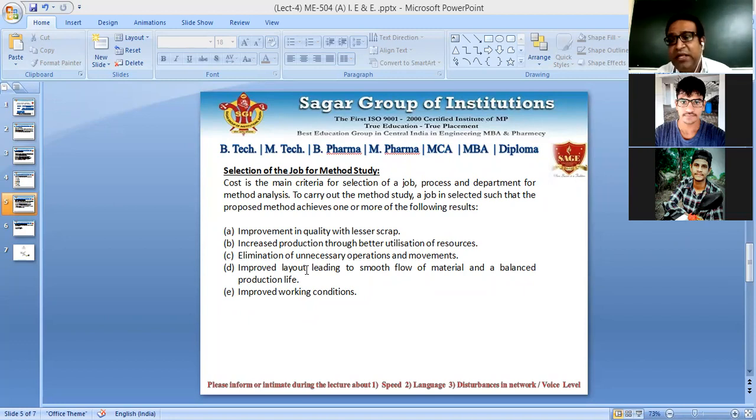But sometimes it happens that it is not even repairable, so it is going totally into scrap.